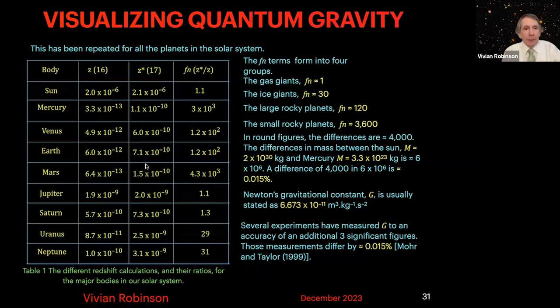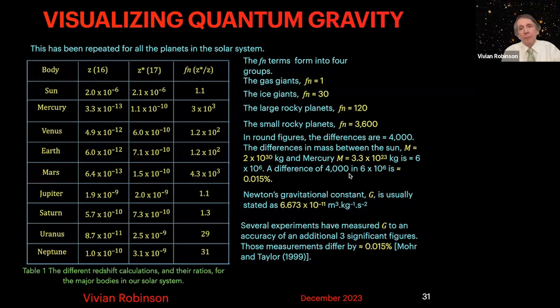The large rocky planets, Venus and Earth, Fn is approximately 120. The small rocky planets, Mercury and Mars, average is about 3,600. In round figures, the differences are 4,000. The differences between the mass of the Sun, which is 2 times 10 to the 30 kilograms, and Mercury, 3 times 10 to the 23 kilograms, is about 3 million.